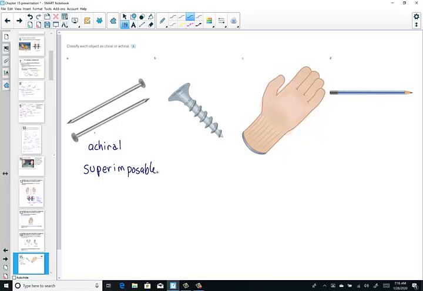The next example is a screw. You know that a screw has an inclined plane wrapped around it. Notice that the order of twisting here is leading up with this inclined plane. Its mirror image would not be superimposable simply because it would have this inclined plane, this wrapped-around twisted part of the screw, going in the opposite direction. This is a chiral object. It has a non-superimposable mirror image.